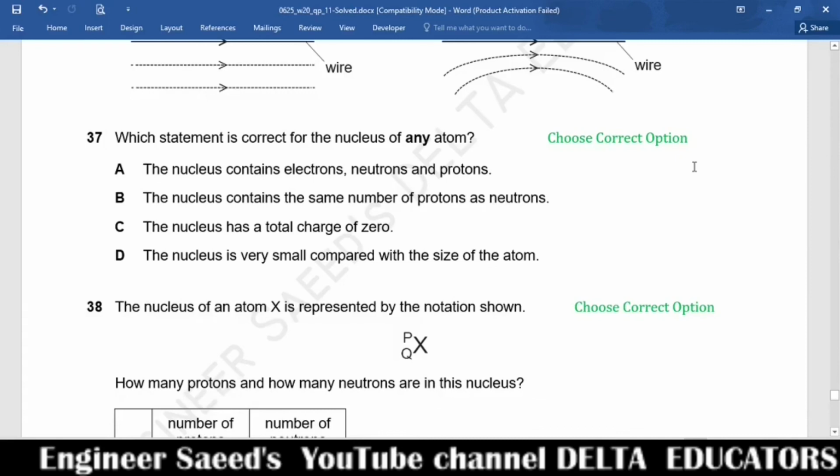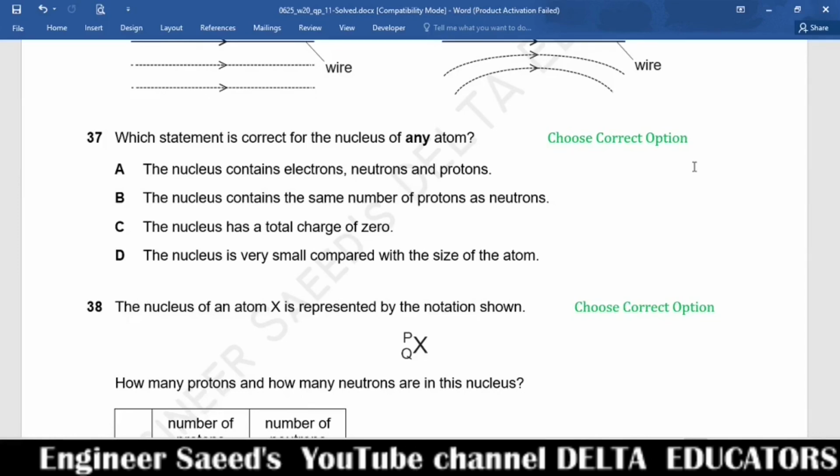Question number 37. Which statement is correct for the nucleus of any atom? Option A, the nucleus contains electron, neutron and proton. No, it is incorrect. In the nucleus we have only protons and neutrons, not electrons. So A is incorrect. B, the nucleus contains the same number of protons as neutrons. No, it is also incorrect. In the nucleus, the number of protons and the number of neutrons may be the same or may be different. So B is also incorrect.